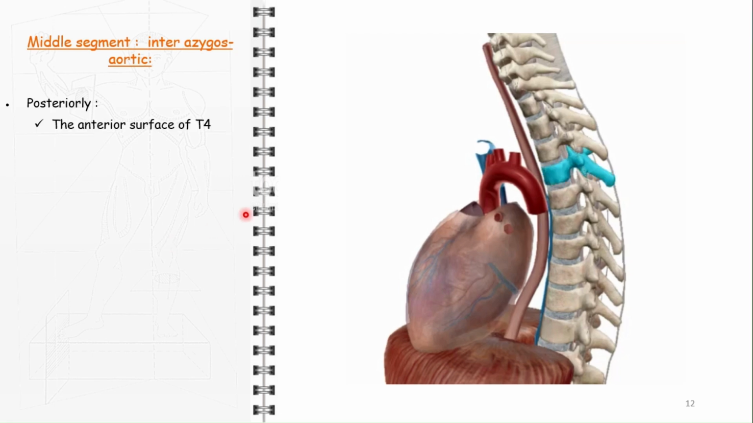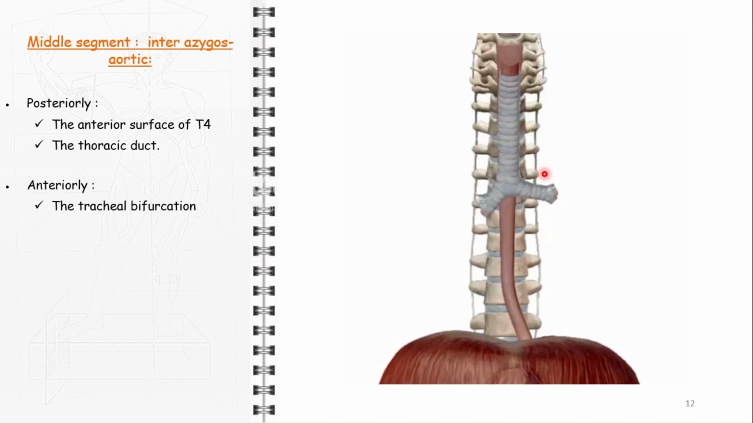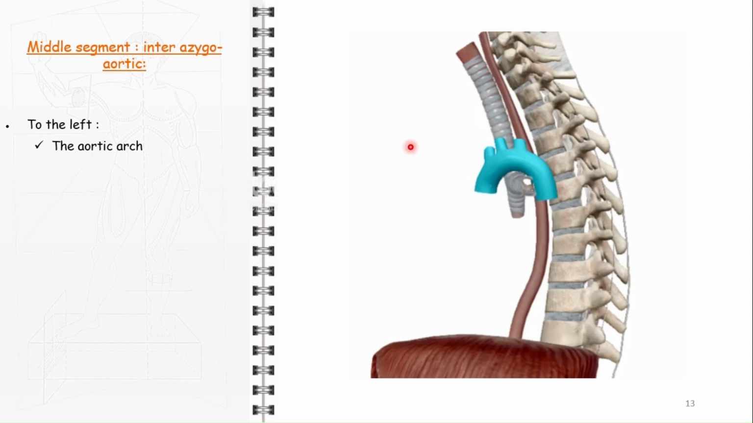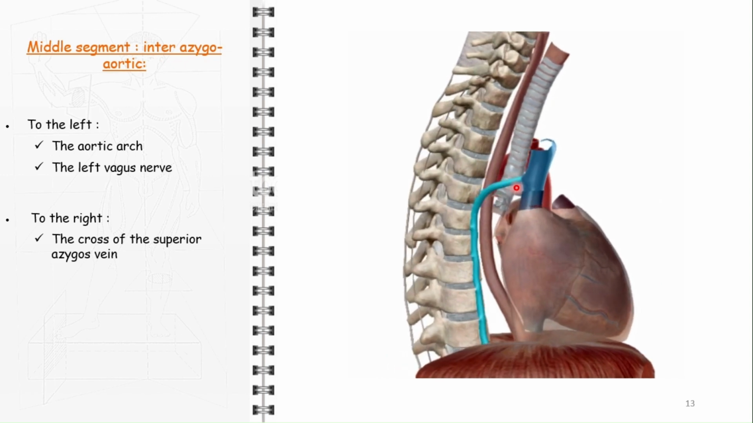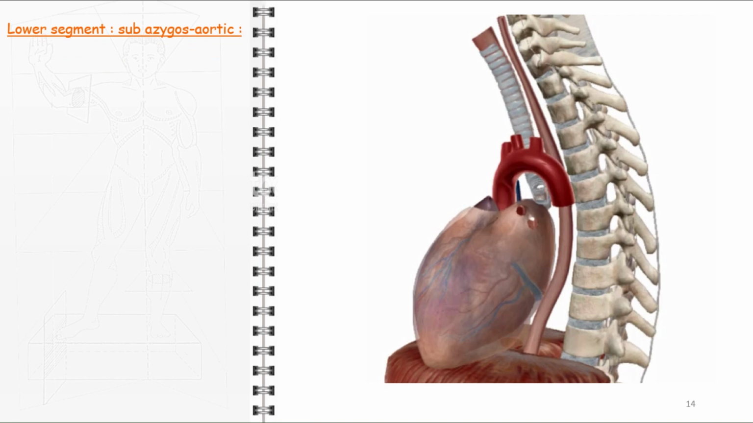The anatomical relations of the thoracic esophagus in its middle segment are: posteriorly, the anterior face of the 4th thoracic vertebra and the thoracic duct; anteriorly, the tracheal bifurcation and the peritracheal and intertracheobronchial lymph nodes; to the left, the aortic arch and the left vagus nerve. To the right, the arch of the azygos vein and the right vagus nerve. Now let's explore the anatomical relations of the thoracic esophagus at its lower segment.